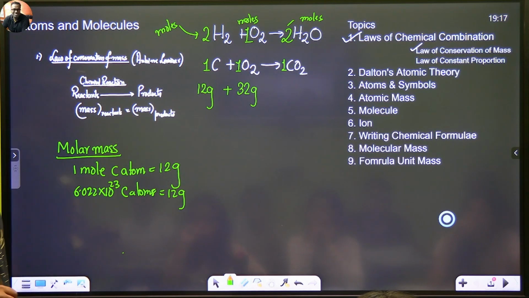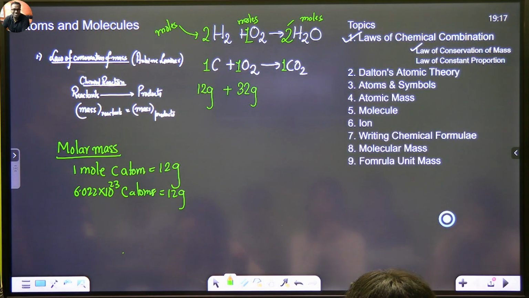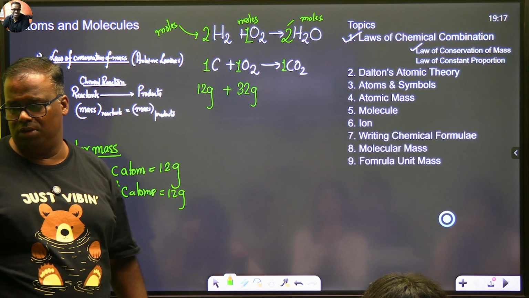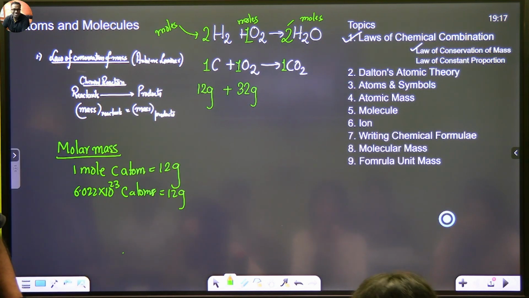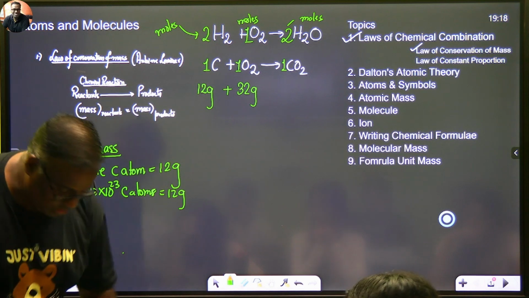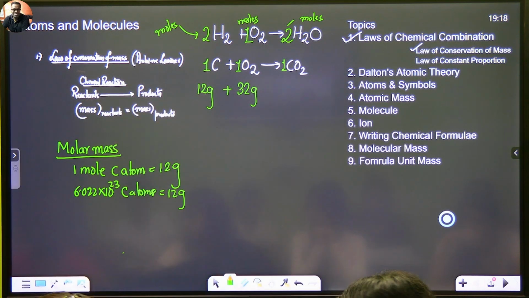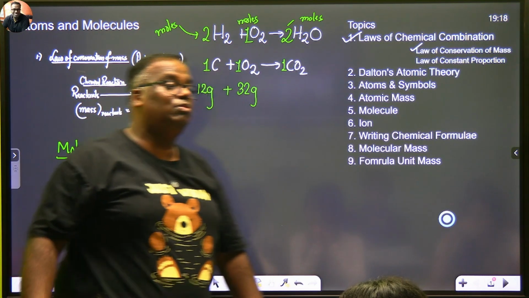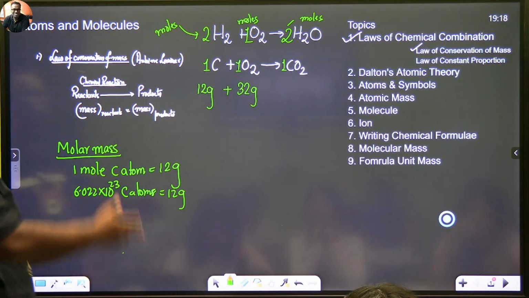16 is the molar mass. Look at the periodic table. It will tell you 16, or it will be in decimal, 15 point something. Look at oxygen here. It will be written. How much is written? 15.9. That we will see, why 15.9. So we'll go by the 32.